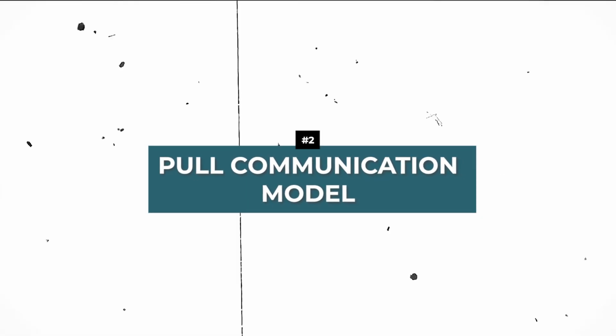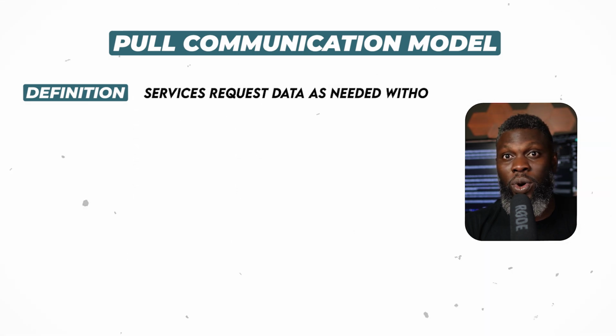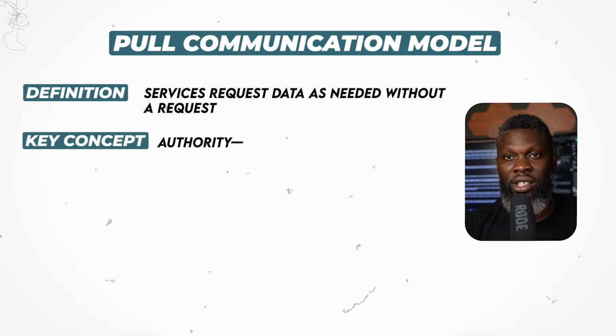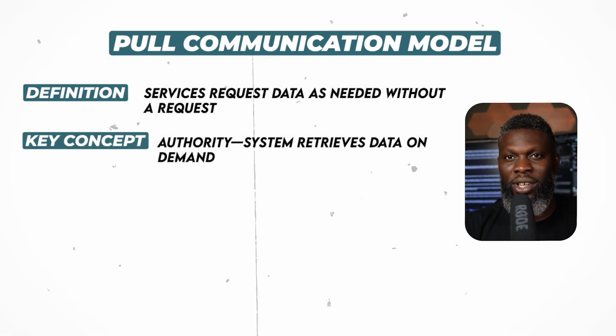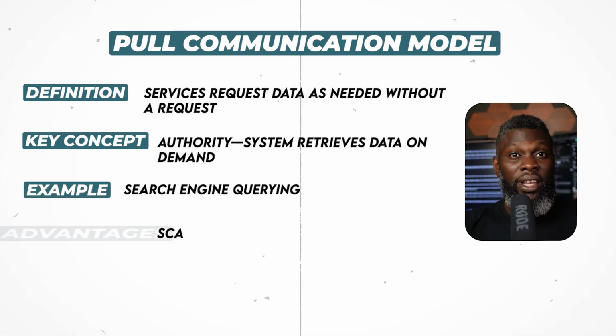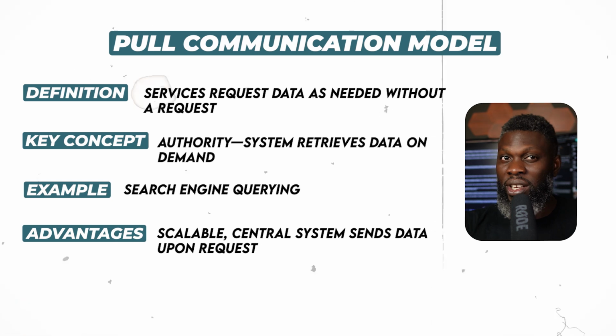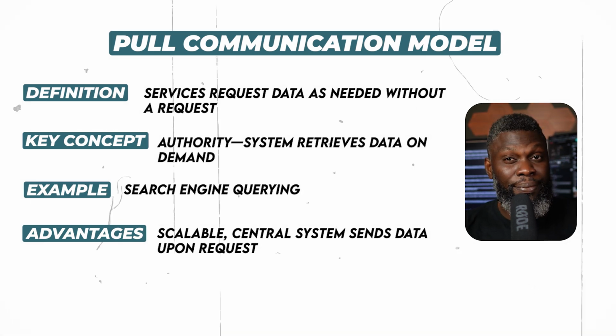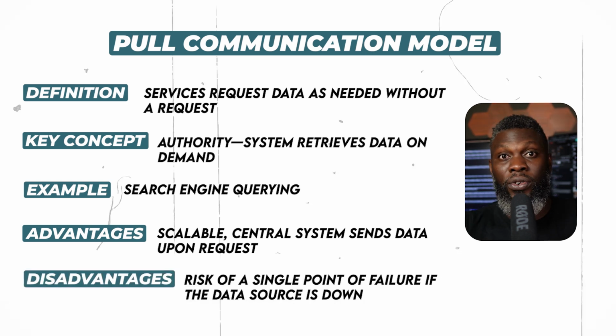Now let's talk about pull. This is the opposite of push. In a pull model, services request data when they need it. It's similar to how you use a search engine. When you need information, you go to the search engine, type in whatever you want, and pull the results of what you searched for. The key advantage here is that you have the authority and you decide when to pull the data. This model works great for scaling because the central system only has to serve data when it's requested. However, there's a potential risk of creating a single point of failure if the central point that stores the data goes down.